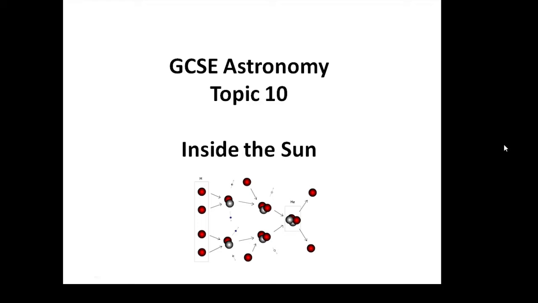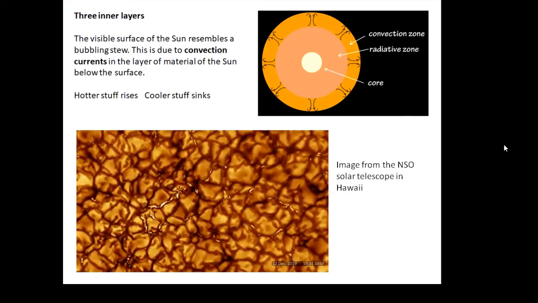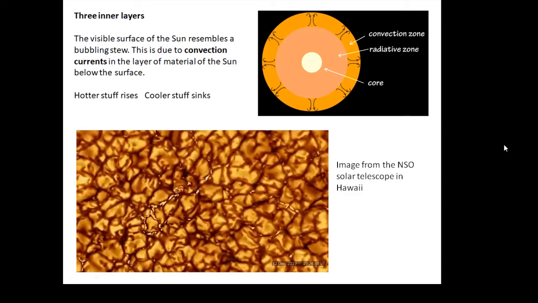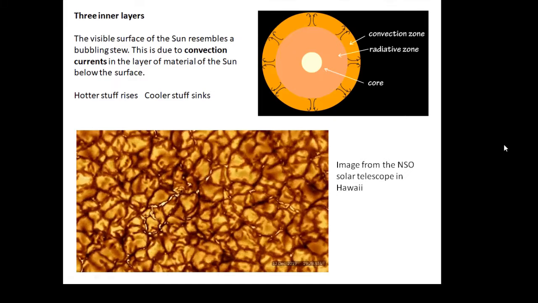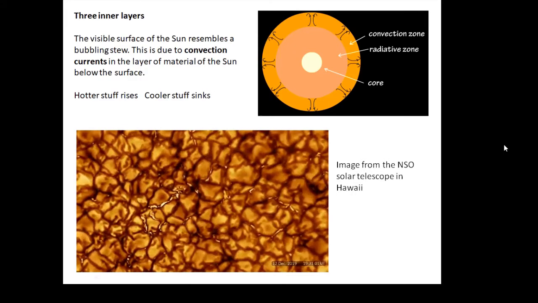GCSE Astronomy Topic 10, Inside the Sun. Now, there are three inner layers. We talked about the outer layers. There are three inner layers. Working our way inwards, there's the convection zone, the radiative zone, and the core.